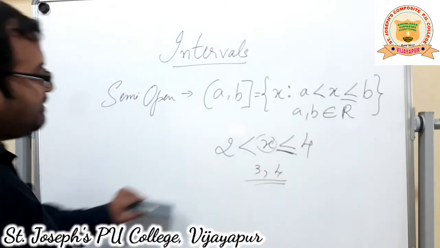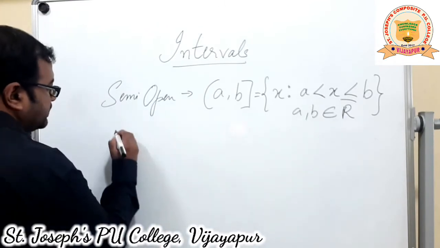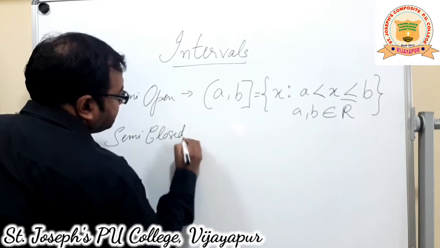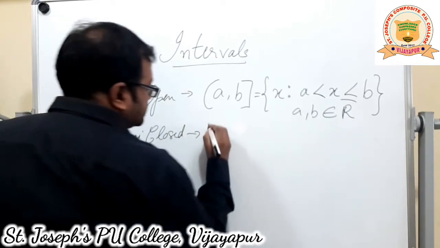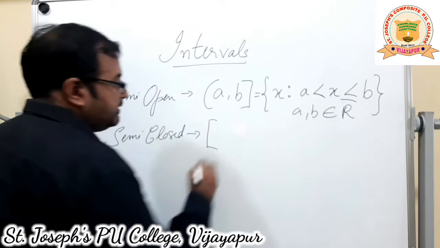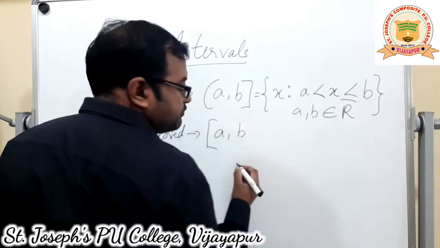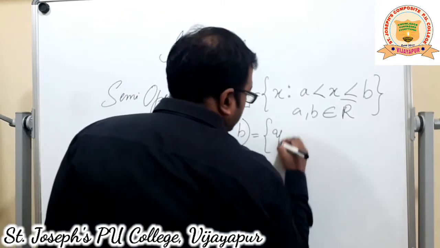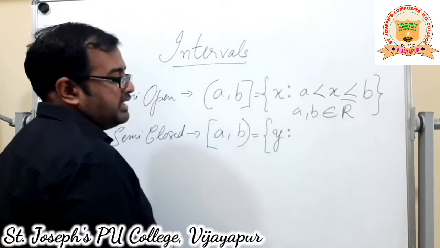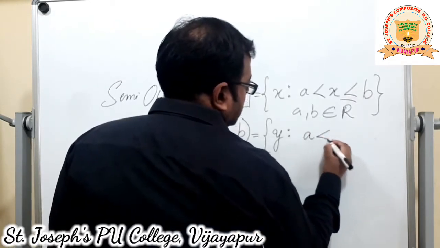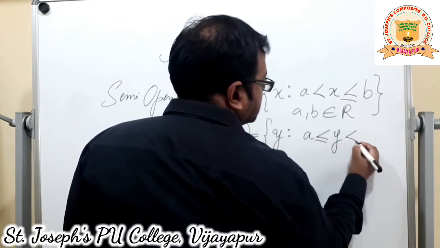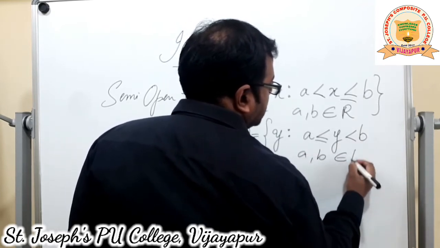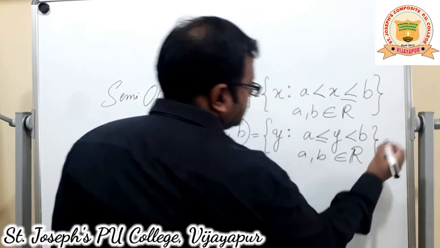Then going for semi-closed interval. So what is a semi-closed interval? A semi-closed interval is, first it is a closed interval, a comma, guess what next? You're right, it's an open interval on the other side. So if I define them as set of all y such that a less than or equal to y, which is strictly less than b, and a, b should be real numbers.